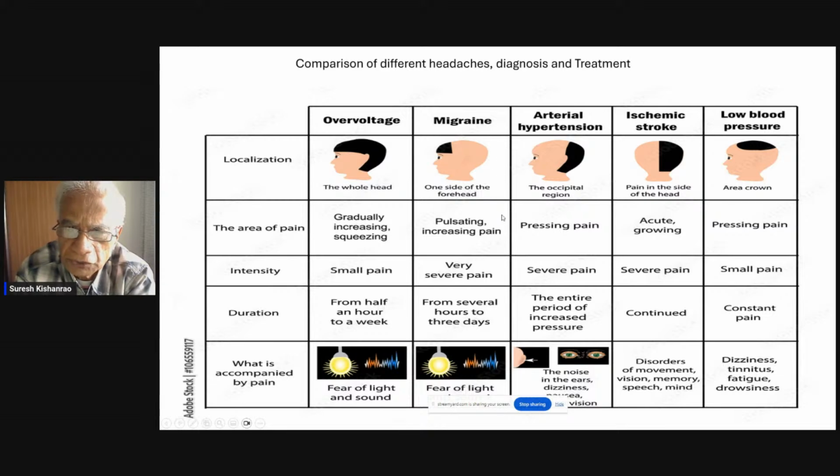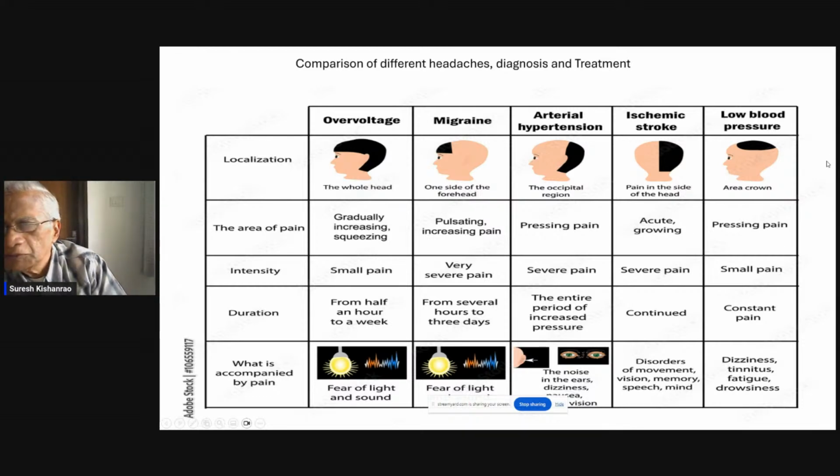In case of migraine, basically you see the head aches only in the forehead, maybe one side of the forehead. There is a pulsating and increasing pain. Pain is often severe, usually lasts for a few hours to 2, 3 days. There is some fear of light. The arterial hypertension headache is usually seen in the occipital region. It is as if somebody is pressing on the back of their head. Pain is usually severe during the entire period of increased pressure. Usually there is noise in the ears, dizziness, nausea, and vision disturbance.